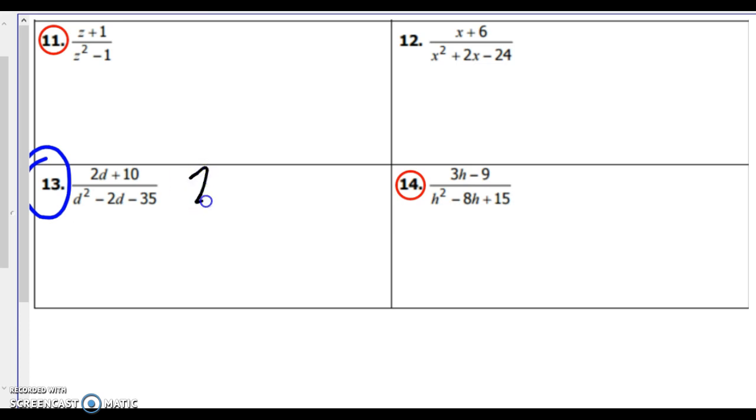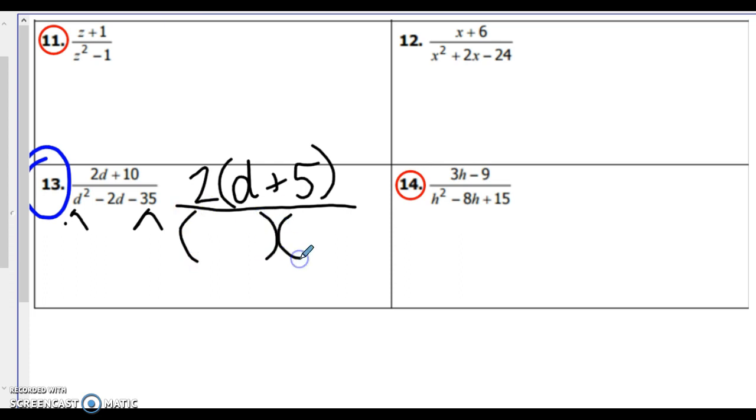So I'm going to pull that 2 out. What's left? D plus 5. Now look at the bottom. I see a D squared and I see a 35. Because there's a D squared and just a constant number at the end, that means I've got two sets of parentheses. So what makes D squared?